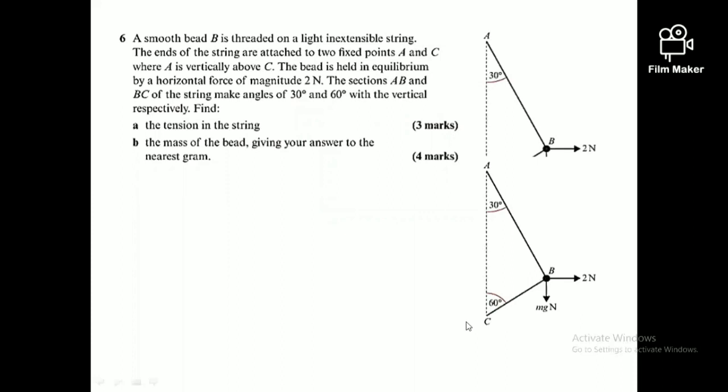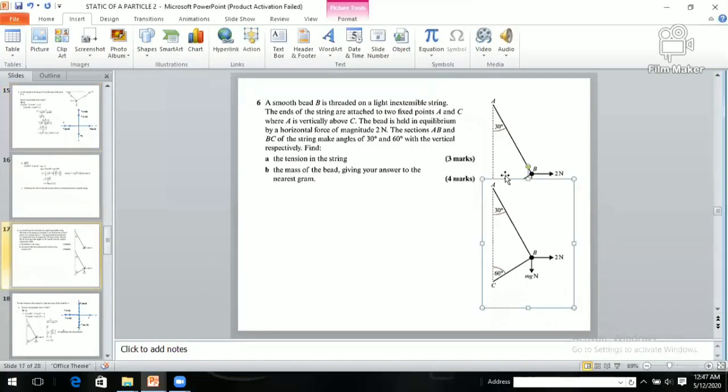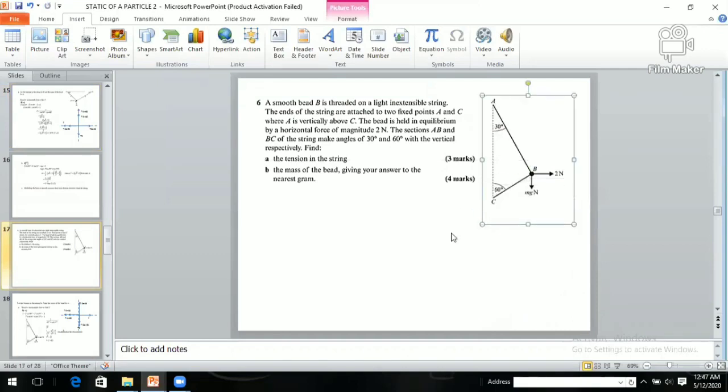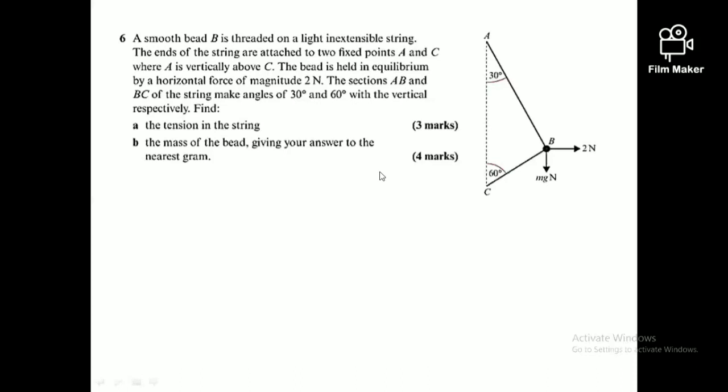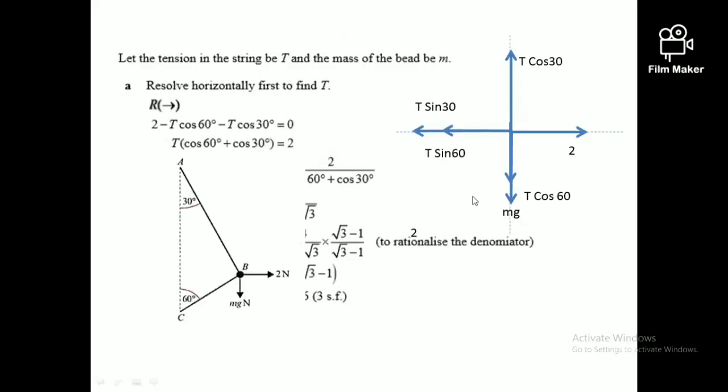Okay. Then if you come across this diagram, a smooth bead B is threaded on a light inextensible string. The ends of the string are attached to fixed points A and C. Let's make a bit of correction over here. They need to be nice looking, right? Then the smooth bead B. If the bead is smooth, what can you say? The tension over here and here would be the same, right? And there's a vertical force over here, N. The mass is M, therefore the weight is mg. We need to find the tension and the mass of the bead. That's obviously the same fact they are looking for.